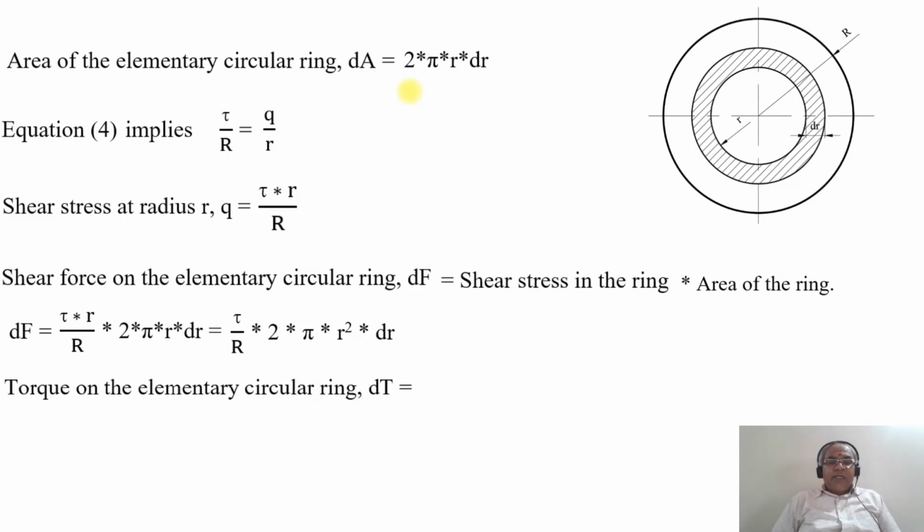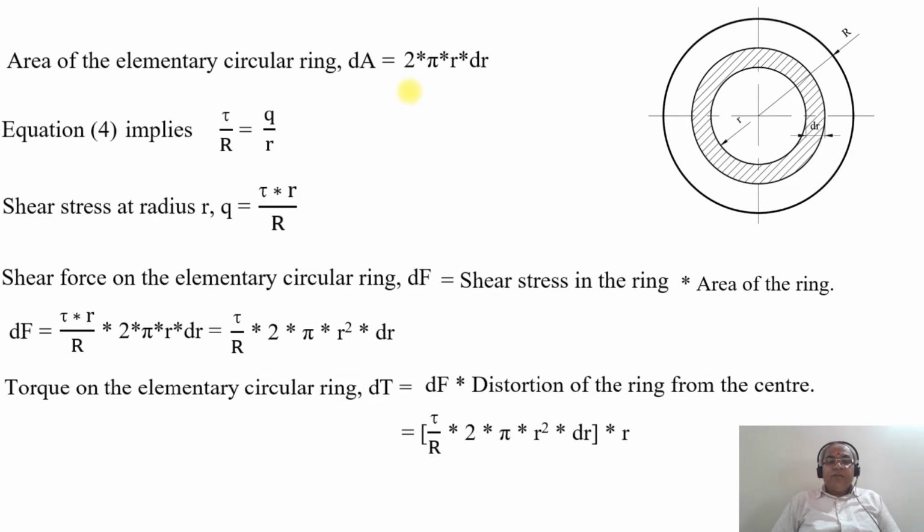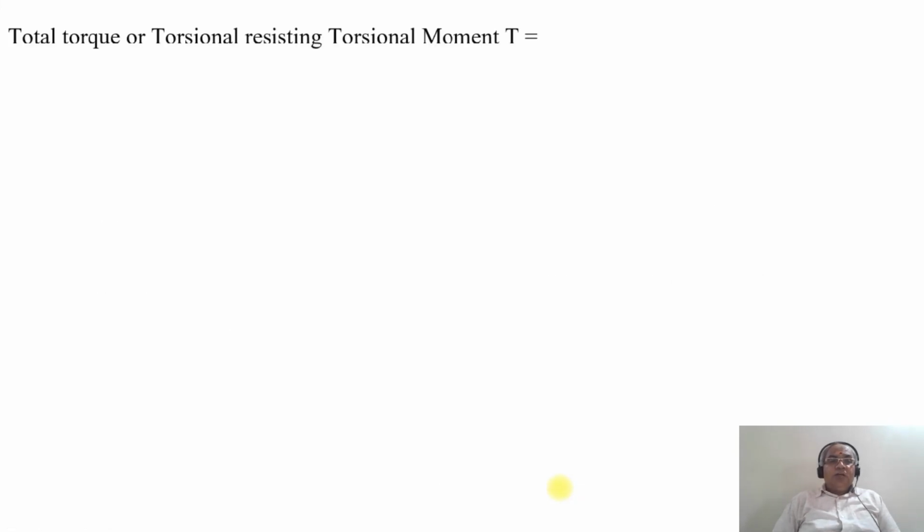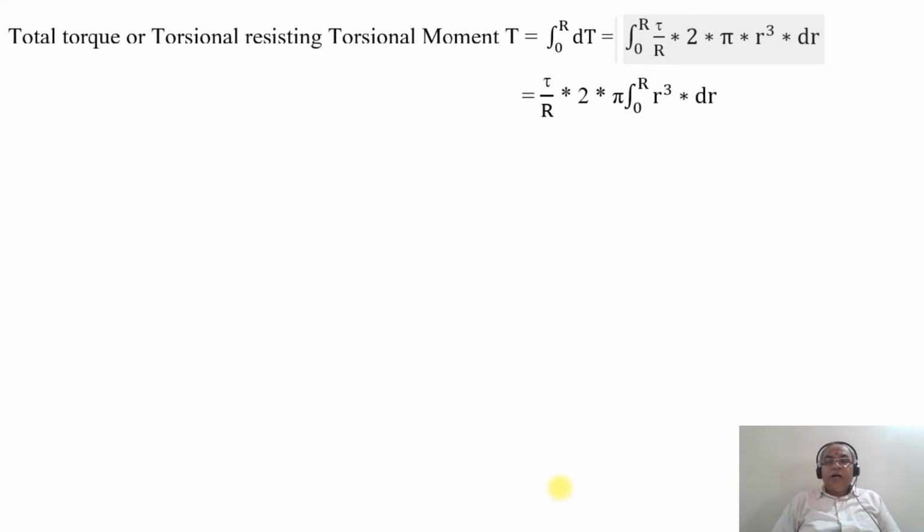So the torque on the elementary circular ring, which will be dT, will be equal to dF into the distance of the ring from the center. You substitute the value of dF as tau by capital R into 2 pi r square into dr into r, which is the distance of the ring from the center. On simplification, you are going to get tau by R into 2 pi r cube into dr. So the total resisting torsional moment, capital T, will be equal to the integral of 0 to R of dT, which will be equal to the integral of 0 to R, substituting the value of dT as tau by capital R into 2 pi r cube into dr.